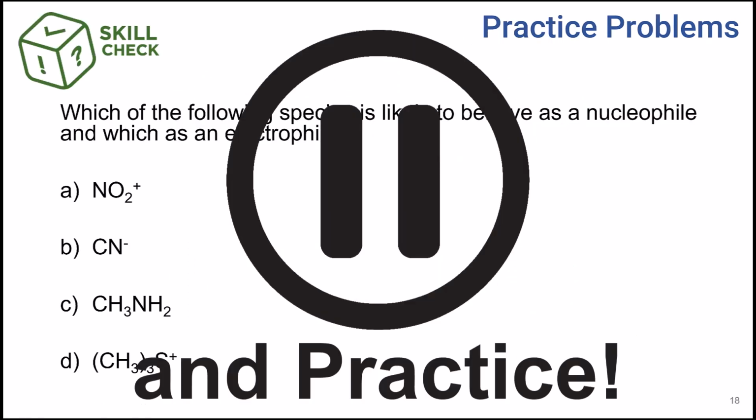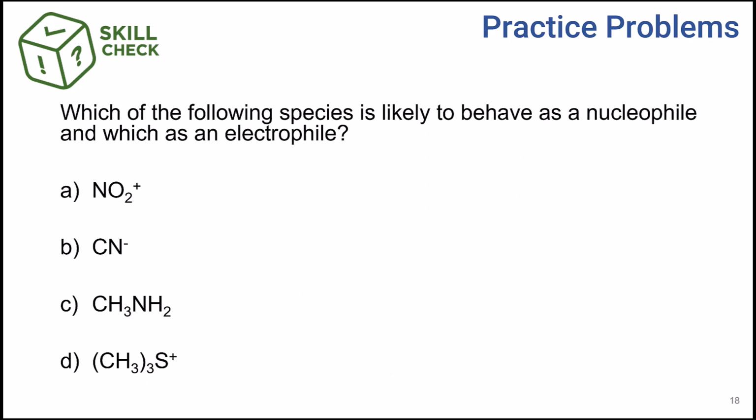If we look at a couple of examples here, we're going to figure out which one is likely to behave as a nucleophile and which as an electrophile. So something that has a positive charge is electron poor. So this will be an electrophile. Something with a negative charge is electron rich, so this is a nucleophile.